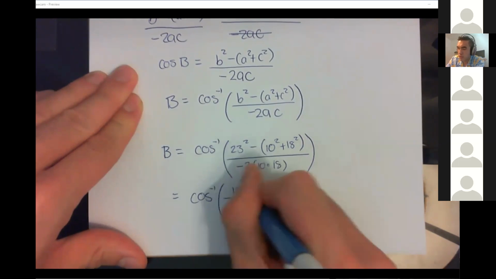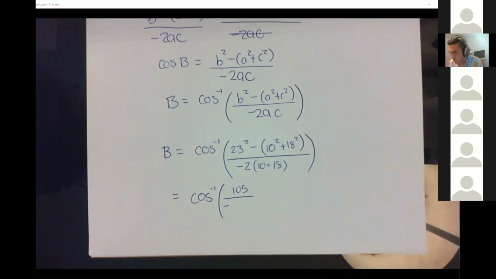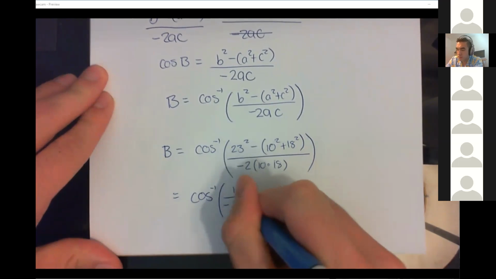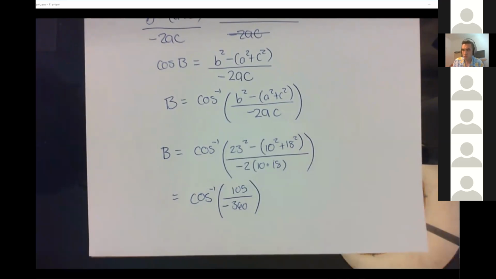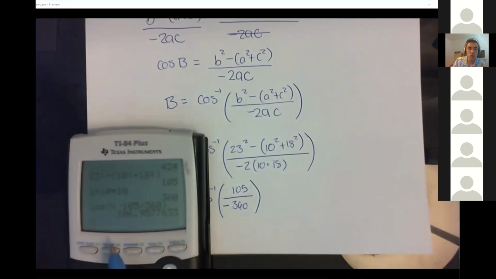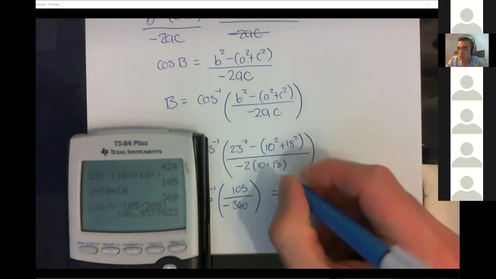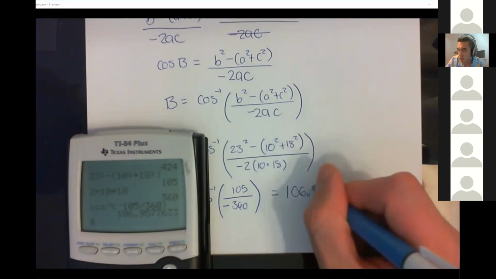So this is going to be equal to the inverse cosine of 105 divided by -360. Yeah, 2 times 10 times 18, 360. And so you plug that into your calculator. What is the inverse cosine of -105 divided by 360? And we get that angle B is equal to 106.96 degrees.